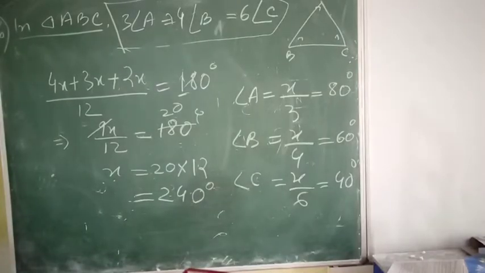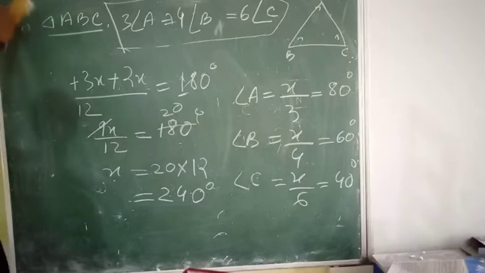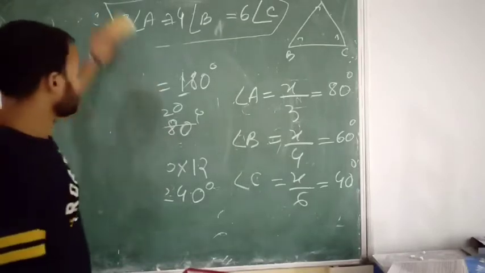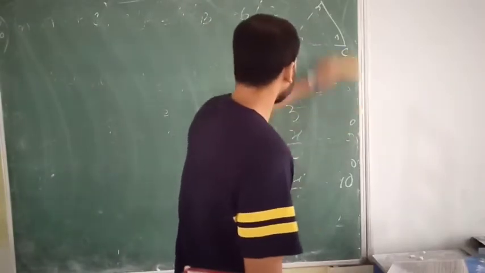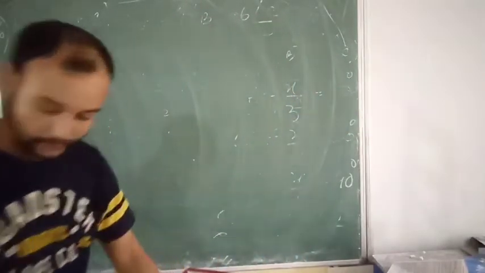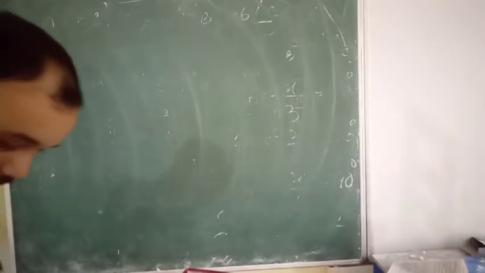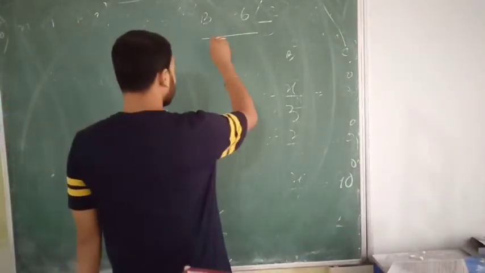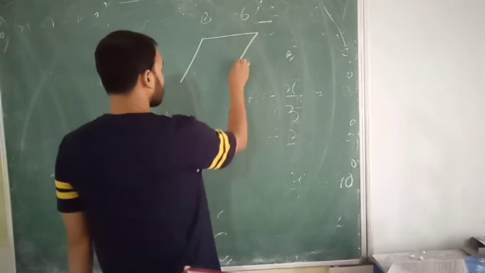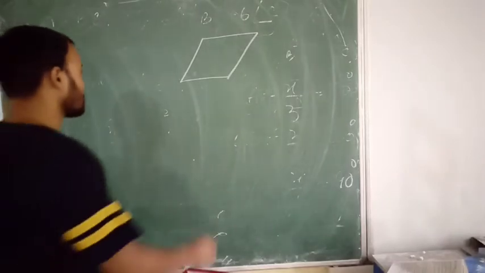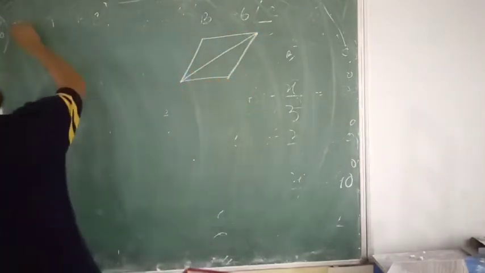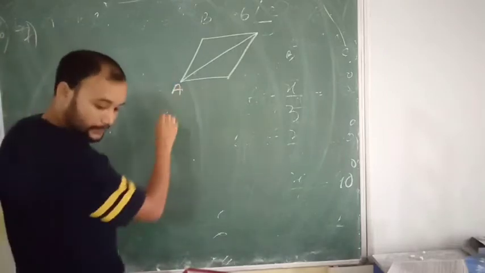Now come to question number 7. You see, there are two figures given. There are two questions in question number 7. A particular figure is given, a rhombus-type figure, ABC.